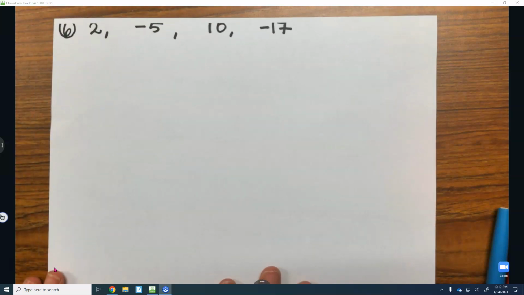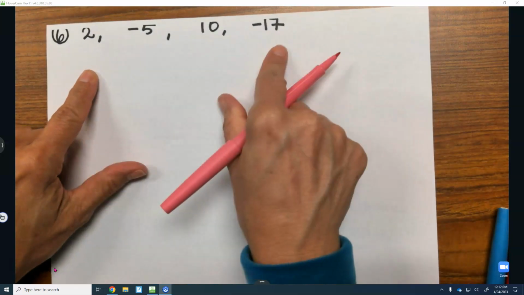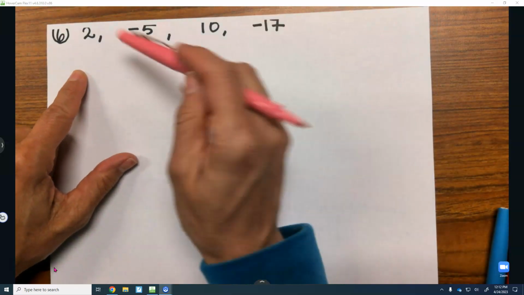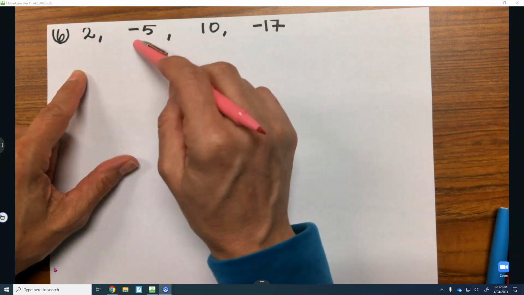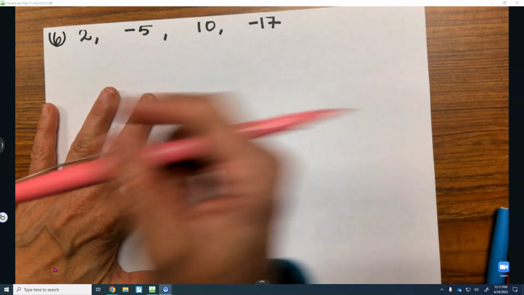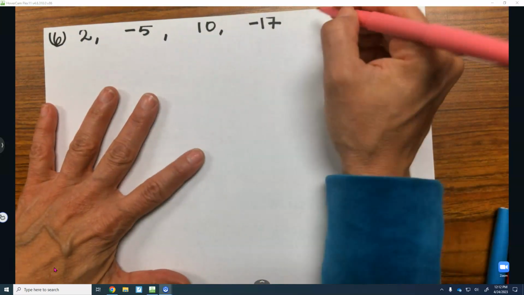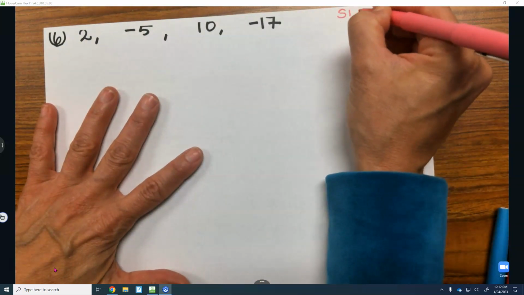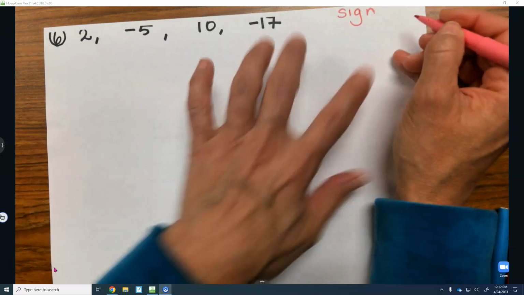Okay, listen. For number 6, you definitely need to write this down. It's nowhere in your packet. It should be in your packet, but it's not. All right, so here's the deal. If you notice, these signs are changing. It's flipping back and forth. Starts out positive, flips to negative, flips to positive, flips back to negative. When this happens, you have to add an extra piece. And we're going to call this extra piece a sign switcher.